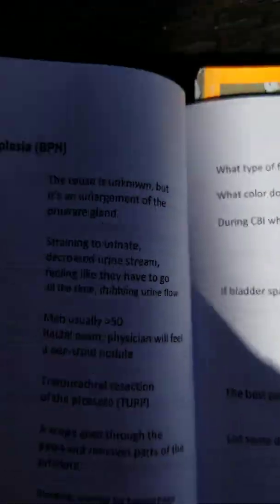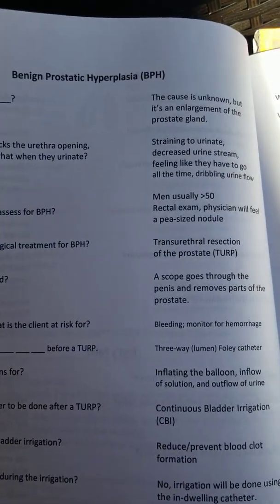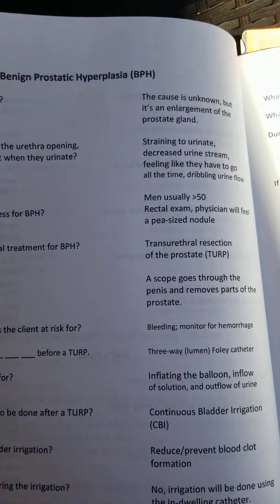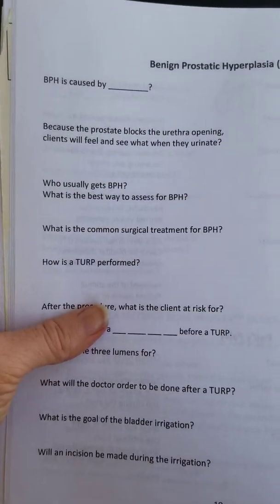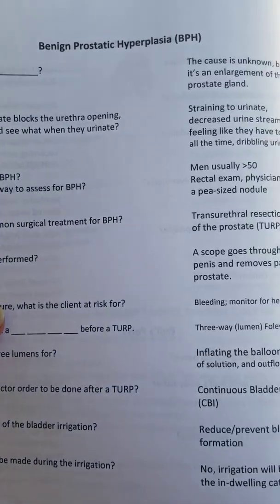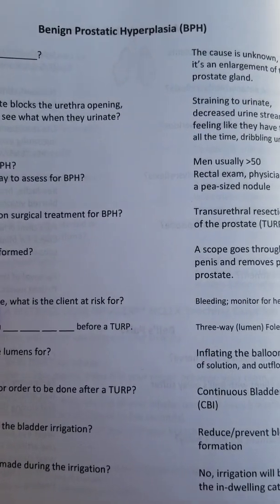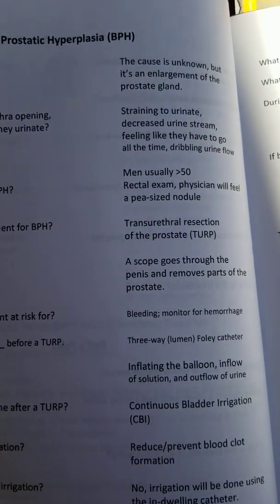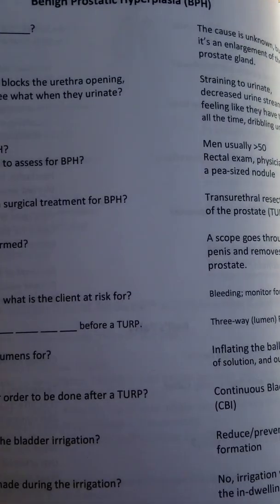Page 10, BPH, benign prostatic hyperplasia. The cause is unknown, but it is an enlargement of the prostate gland. Because the prostate blocks the urethra opening, clients will have straining to urinate, decreased urine stream, feeling like they have to go all the time, dribbling urine flow.